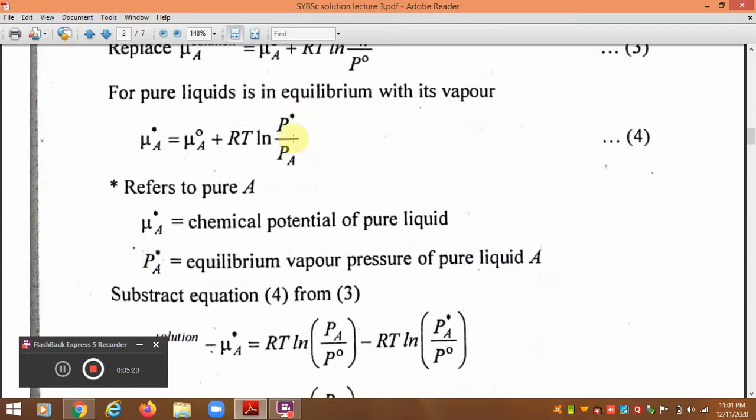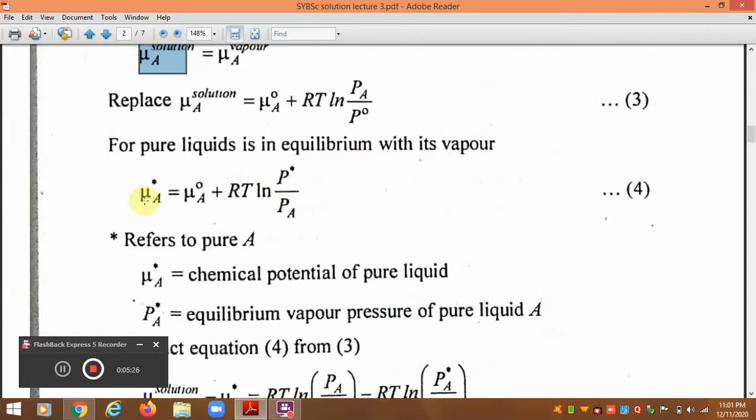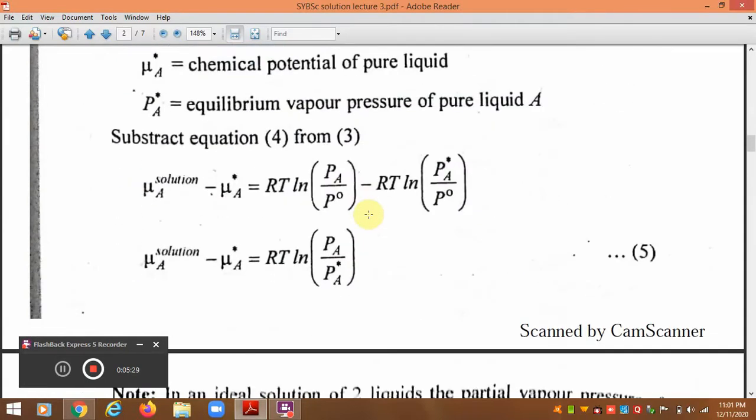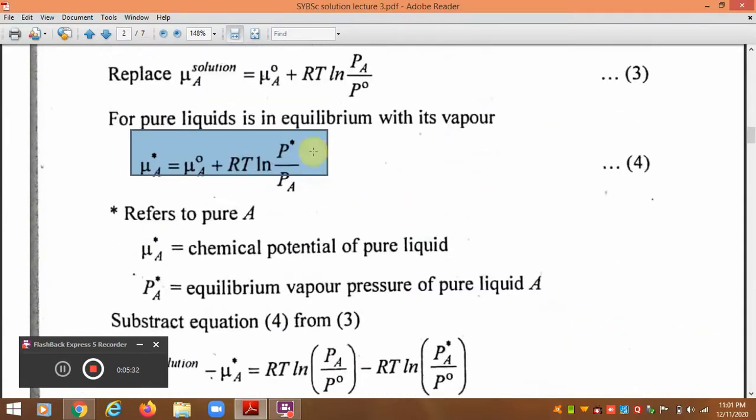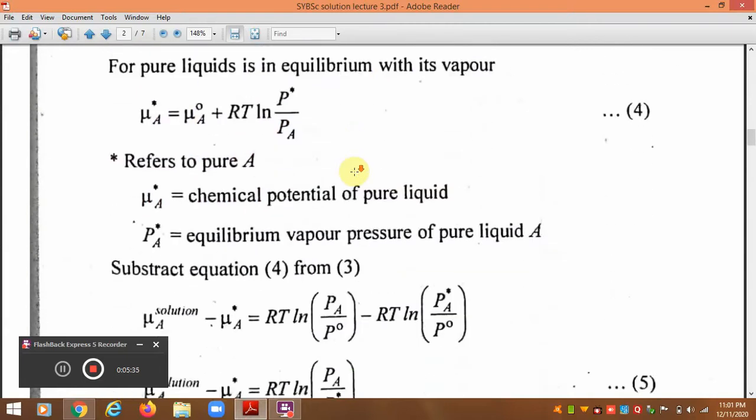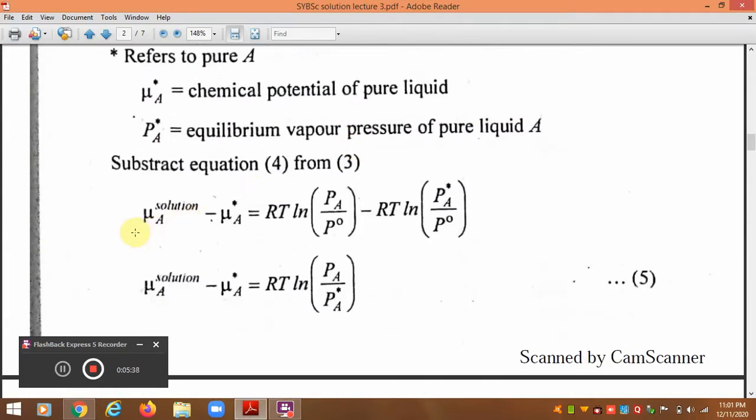So in this way we have equation number 3 and equation number 4, and if we subtract equation 4 from equation 3, that is this equation minus this equation, we get the chemical potential of A in solution minus the chemical potential of A in pure state, which is equal to RT ln of PA upon P0 minus RT ln of P star A divided by P0. RT is a constant, and ln A minus ln B is equal to ln of A upon B, so the P0 will get cancelled.